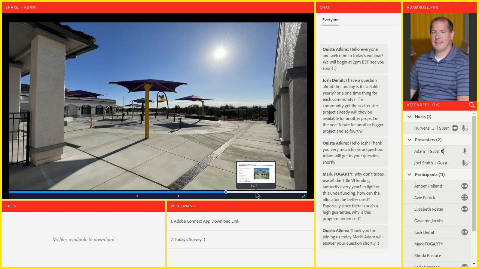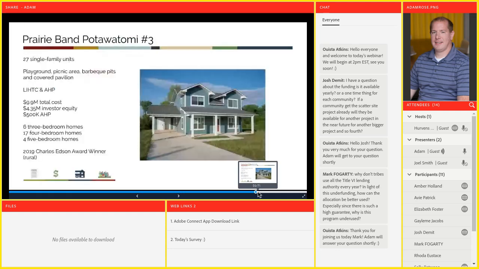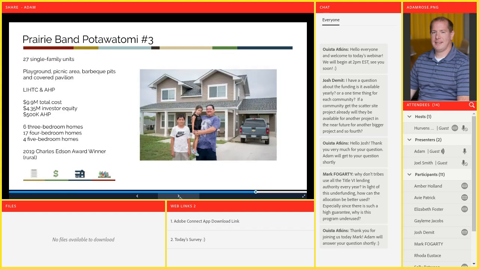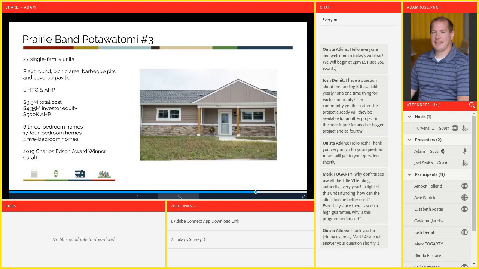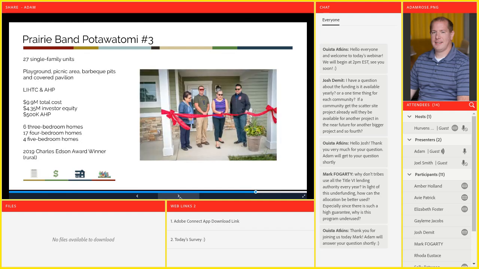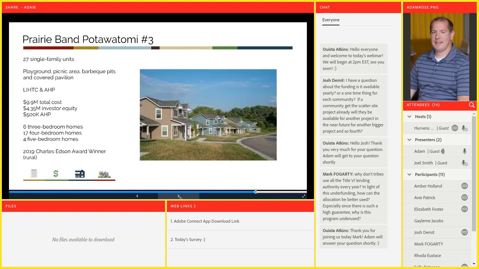I think I'm going to show you just one more example, a single family project. This one is here in Kansas, where our office is in Kansas City. And this is a single family project developed by the Prairie Band Potawatomi Nation, their third tax credit project. Again, using lots of different sources: affordable housing program grant, tax credit proceeds, some unrestricted tribal funds that were available to develop this series of 3, 4, and 5 bedroom units at Prairie Band in Kansas.